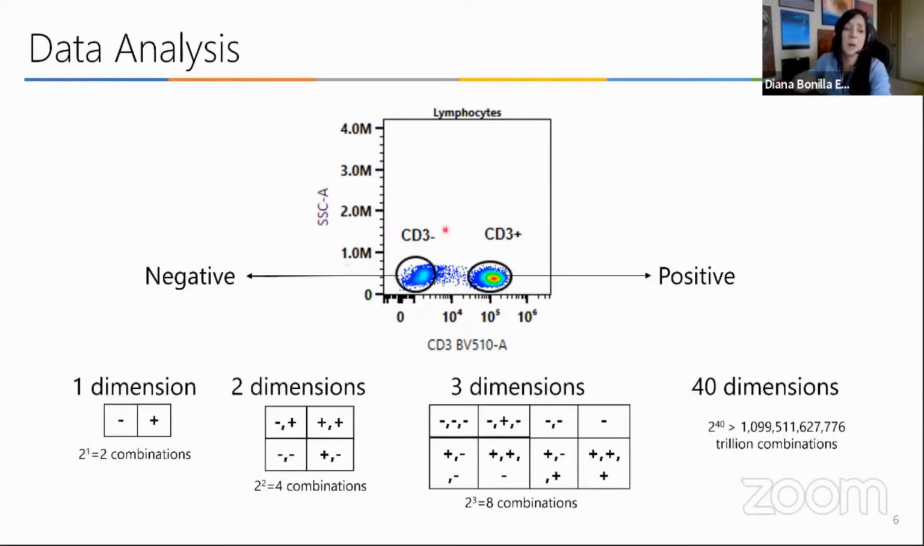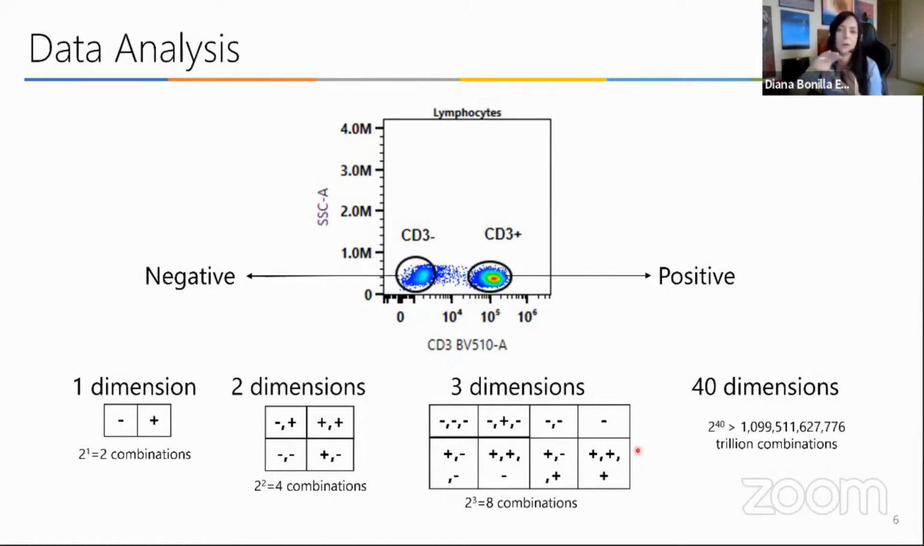But when you increase the number of colors in the panel or the number of dimensions being evaluated, the complexity clearly increases, to the point where you have 40 colors, 40 dimensions, trillions of combinations, and multiple potential subsets that can be identified based on the negativity or positivity for those different markers. And it's not only the complexity based on the markers and the study per se, but the increase in all the resources that are needed to analyze the data.